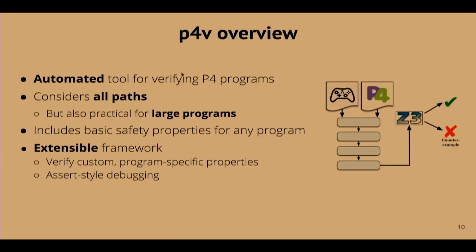P4V is an automated tool for verifying P4 programs. It considers all paths while also being practical to use on large programs. It includes basic safety properties that are useful for any program, and it's an extensible framework. With it, you can verify custom program-specific properties, or you can do assert-style debugging.